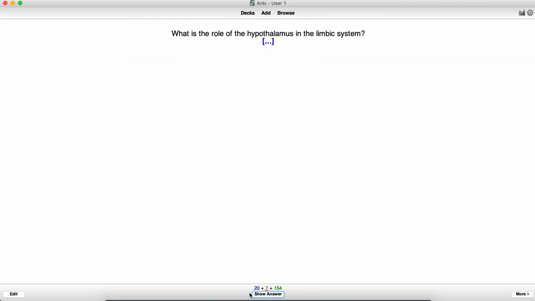What is the role of the hypothalamus in the limbic system? The hypothalamus is responsible for regulating the autonomic nervous system, the endocrine system, and regulating sleep, sex, thirst, hunger, all those things.